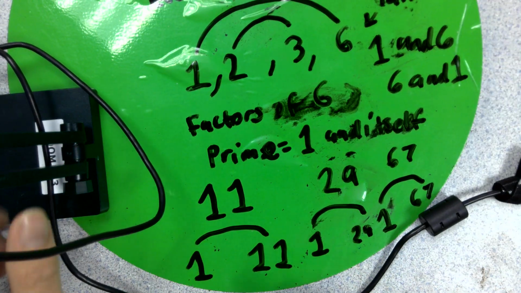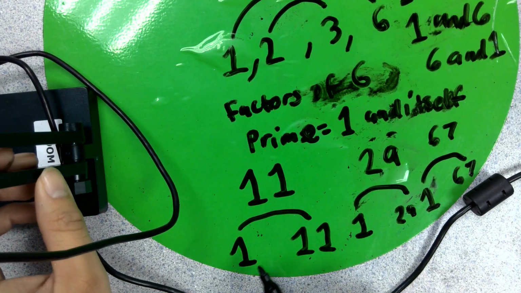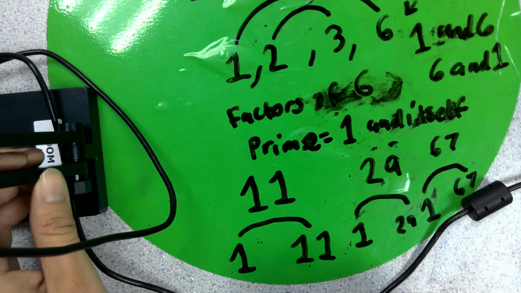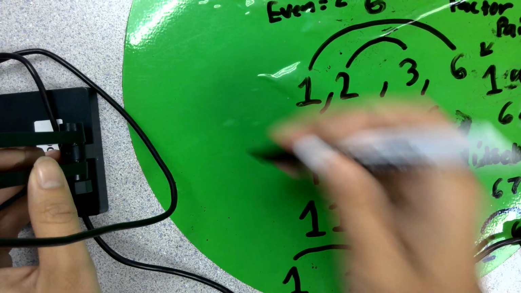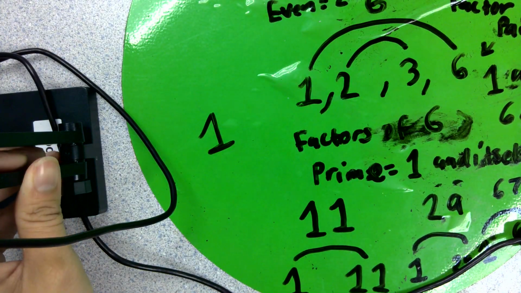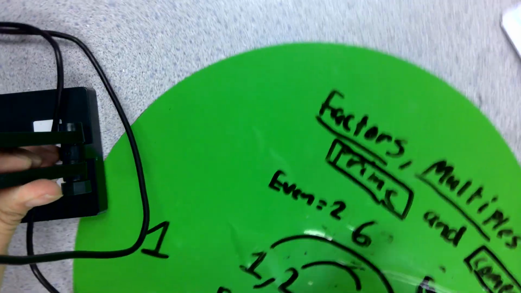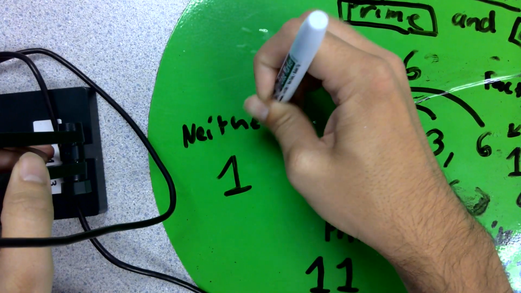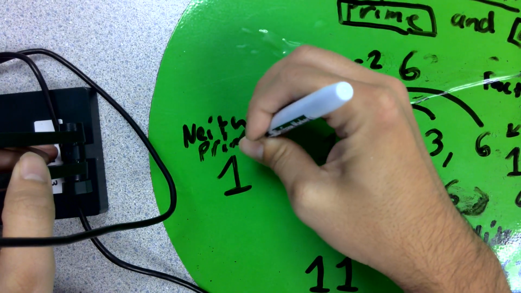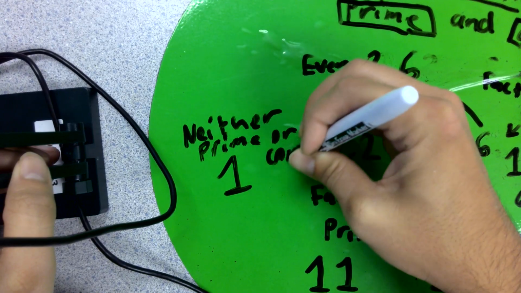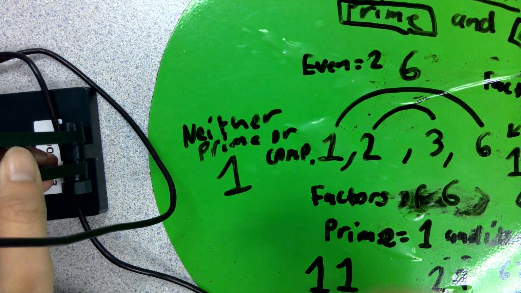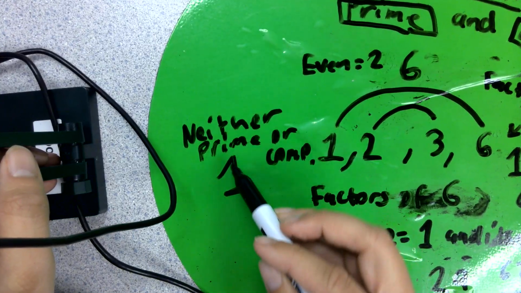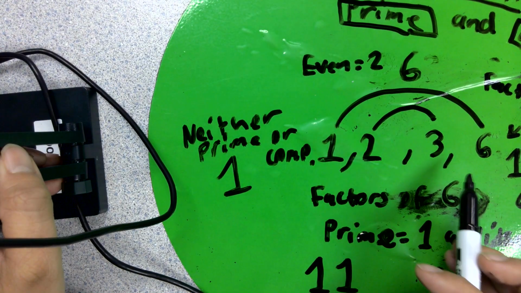Now, a fun rule to remember is, of course, every number has the factor pair of 1 and itself. But the number 1 is neither prime nor composite. So, a little fun fact. Why is it not prime or composite? I'll just put comp for composite. It's because to be prime, it has to have a factor pair of 1 and itself.